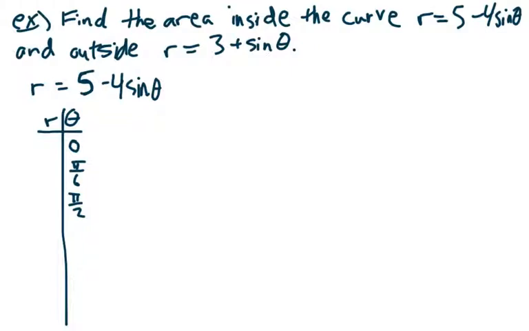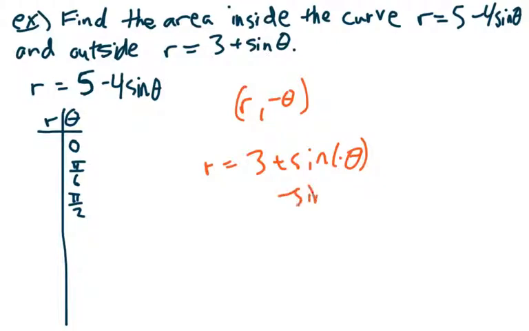Curves in the limacon family that have sines in them like this, we should expect to not be symmetric about the x-axis, theta equals 0. When you replace r with r and theta with negative theta, you get r equals 3 plus sine of negative theta, but because sine, unlike cosine, is an odd function, this becomes sine of theta with a negative in front of it, and there's no way this is going to be equal to the function you started with, right?